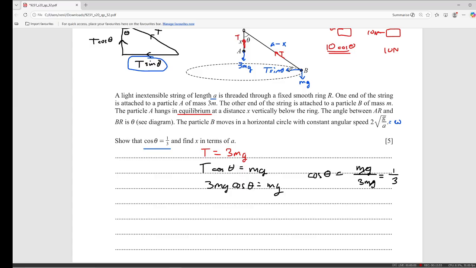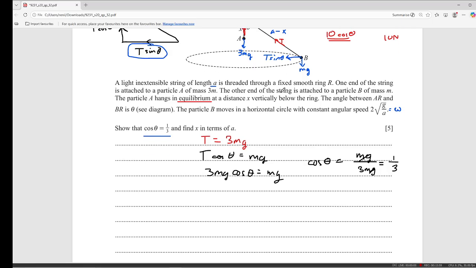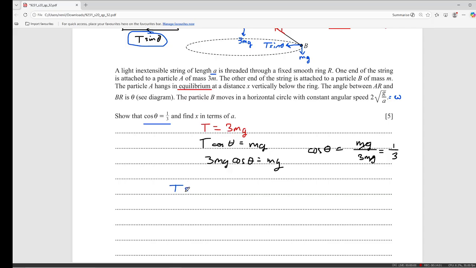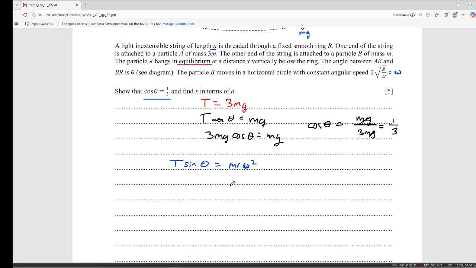The resultant force of all the forces acting on B horizontally makes up your centripetal force. As such, we can say that T sine theta equals m r omega squared. This is another formula for the centripetal force. Now from here on it's simple.